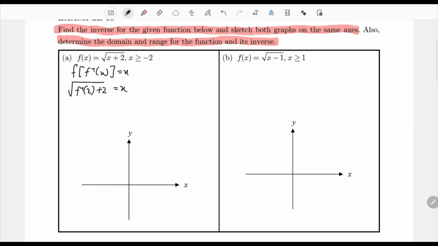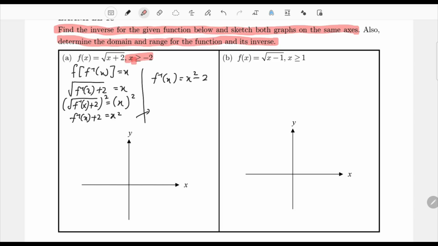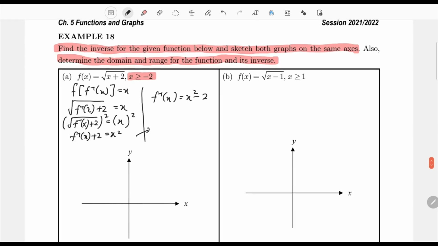So we have square root of f inverse of x plus 2 equal to x. So how do we eliminate the square root? So by squaring both sides. Okay, you must show how you square both sides. So we get f inverse of x plus 2 equal to x squared. Okay, so we have f inverse of x to be x squared minus 2. Remember that you are given the values of x for f(x), which is x greater than or equal to negative 2.